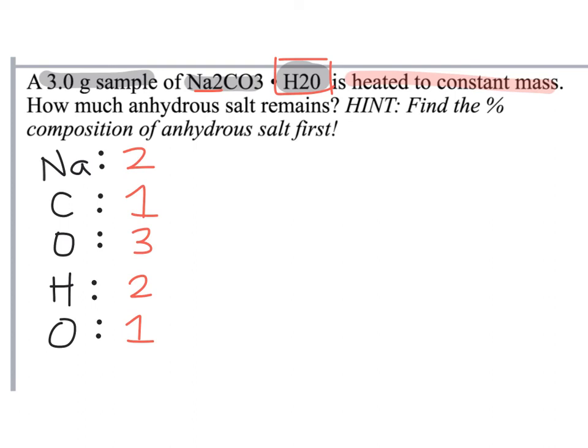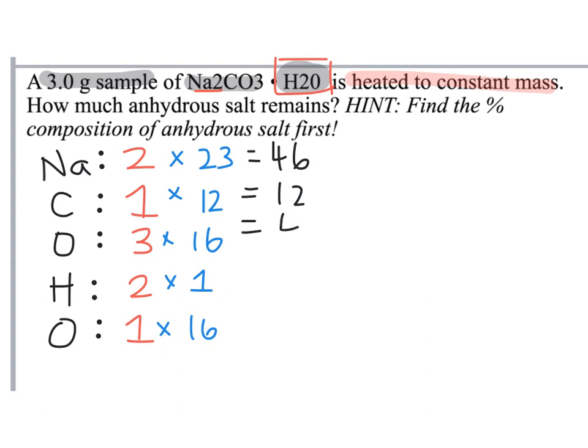We're going to multiply these out times their molar masses. This one is going to be 23. This is 12, 16, 1, and 16. We multiply all of these out, we get 46, 12, 48, 2, and 16. We're going to add all of these up to get 124.